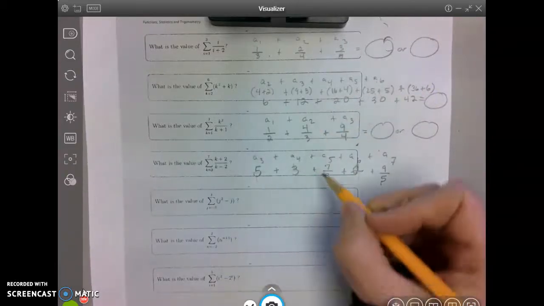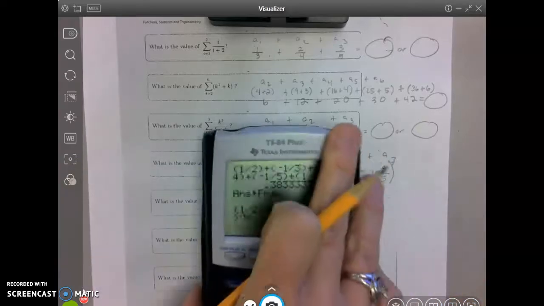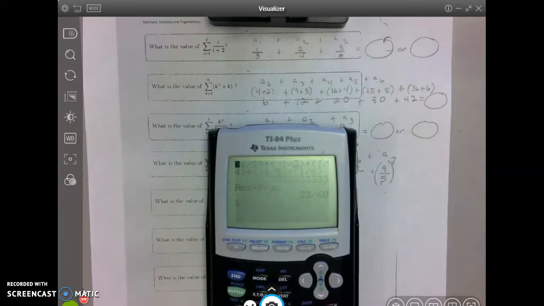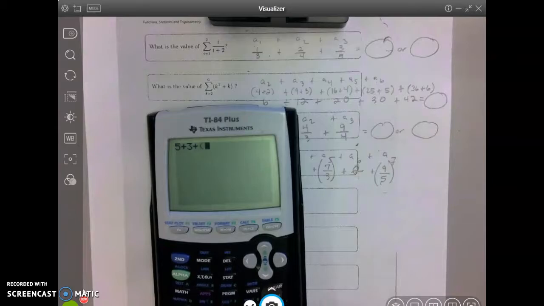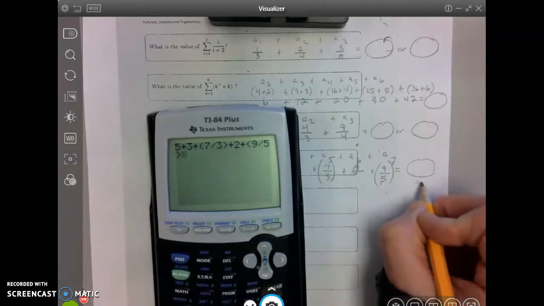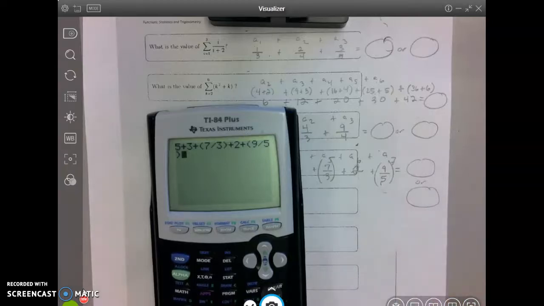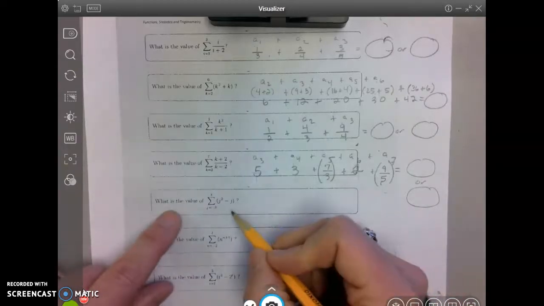But then the other ones I'll add in fraction form in my calculator. So I would do 5 plus 3 plus 7/3 plus 2 plus 9/5. And again, I'll give my decimal, or I'm going to hit math, enter, enter, and give my fraction in lowest terms. Okay, let's go to our next one.